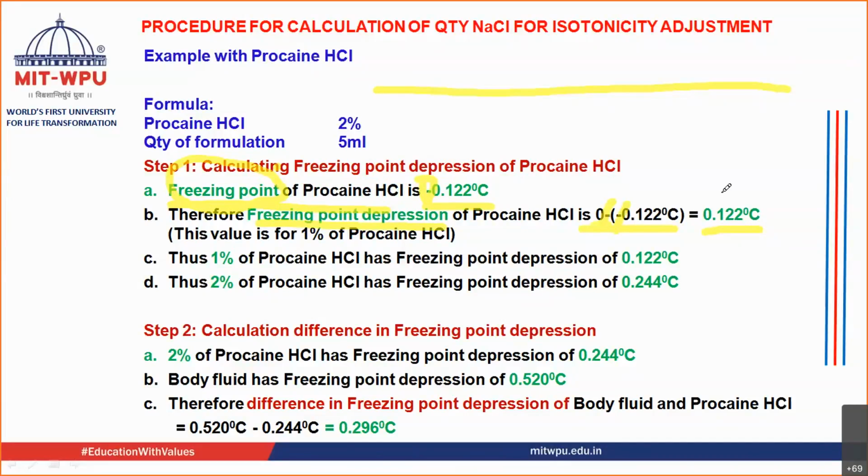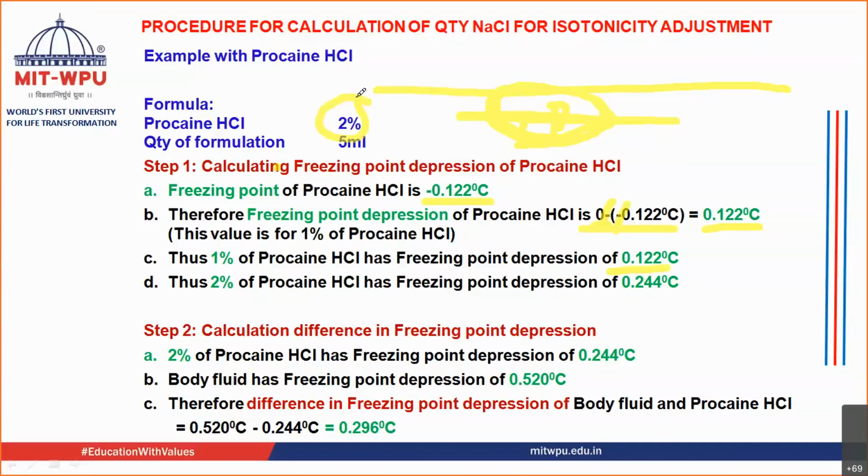Now these values of freezing point, whatever are available in literature, are always for 1%. So this value, whatever is available, is for 1%, right? Am I clear now? So what we are trying to do is, for 1% procaine hydrochloride, the freezing point depression is 0.122 degrees Celsius. This we have obtained from the literature. Our formula contains procaine hydrochloride 2%.